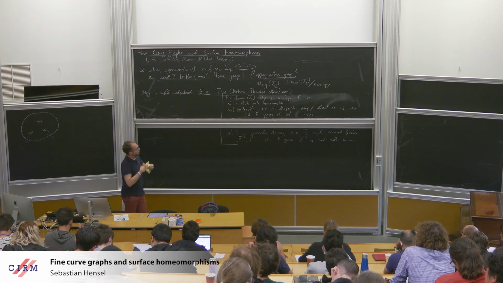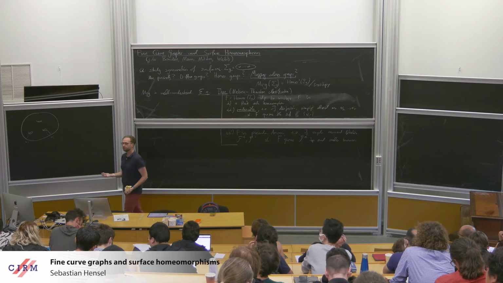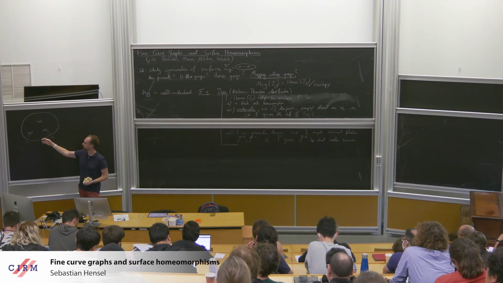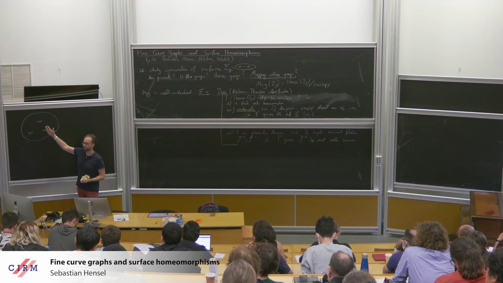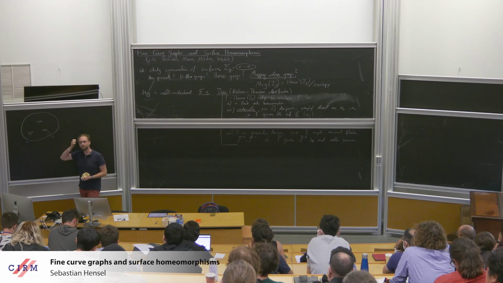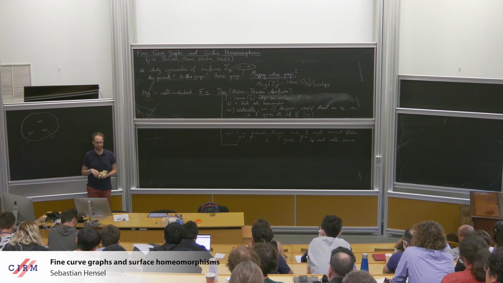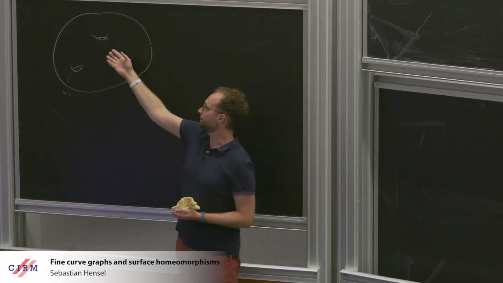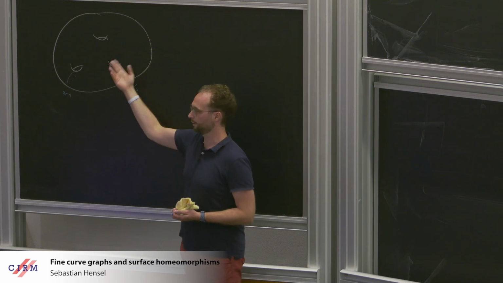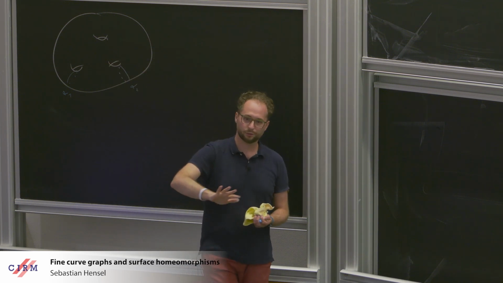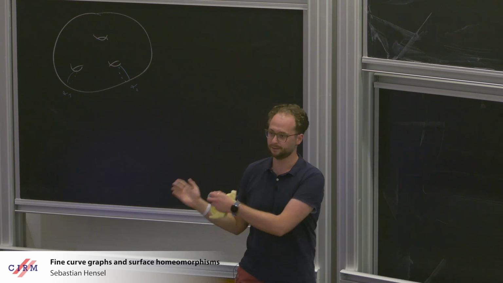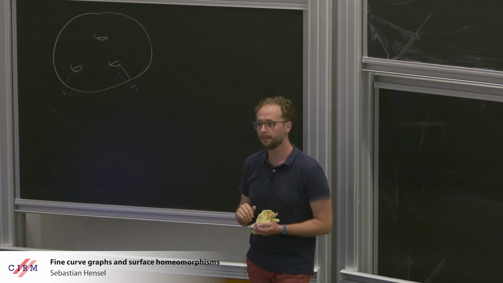And why is it called reducible? Well, it's reducible because really when you want to understand this, you might as well cut your surface at these curves and find a surface of lower complexity. In this case, you would go from genus 3 to genus 1 with 4 boundary components. And you can just try to understand your homeomorphism there. This is very good for inductive arguments.